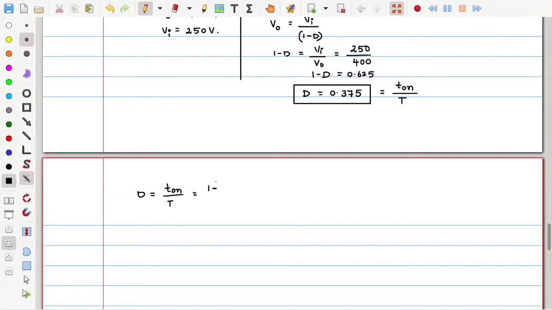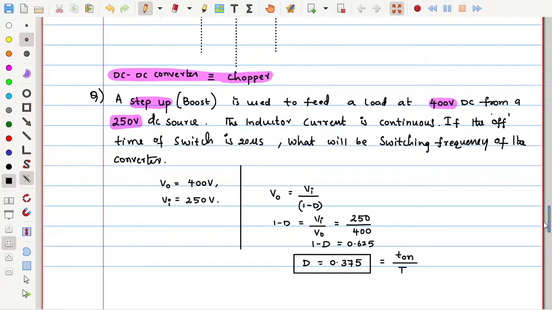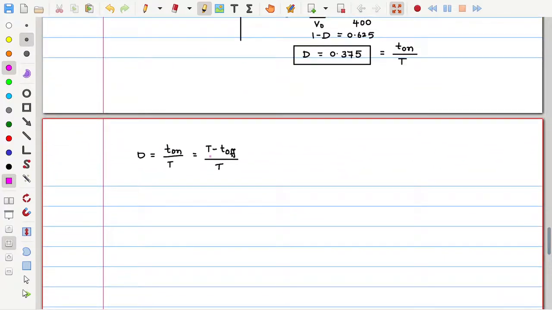divided by T. Why I am taking this is that the off time of the switch is given. So what I know is the off time, so that we can make something out of this. Why I am writing T on as capital T minus T off is that we know that total time, on plus off, is equal to capital T. That's why I am writing T on as capital T minus T off over here.